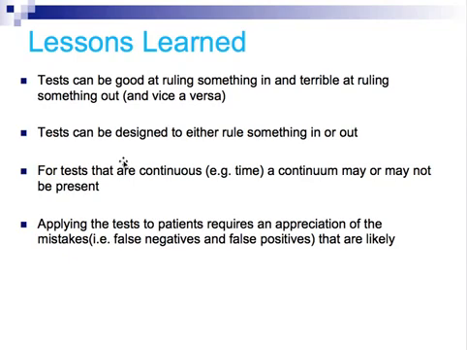Tests can be good at ruling something in and terrible at ruling something out, and vice versa. Tests can be designed to either rule something in or out on purpose. And for tests that are continuous, they have basically a time variable or something that's a continuous measure. You can have a continuum that may or may not be present. So sometimes you can use extreme high values or extreme low values to make judgments. And a good example of that is the timed up and go test.